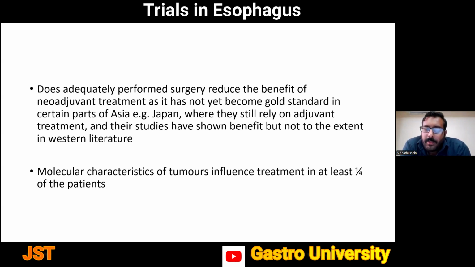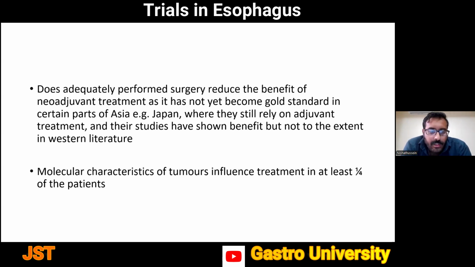And they have published trials which have similar results to perioperative chemotherapy. So is it that perioperative chemotherapy is a compensation for less adequate and less extensive surgery, which is performed in the Western and American population compared to the Japanese, where they are very aggressive in the surgical approach? And finally, just knowing the histology of the disease is not enough.